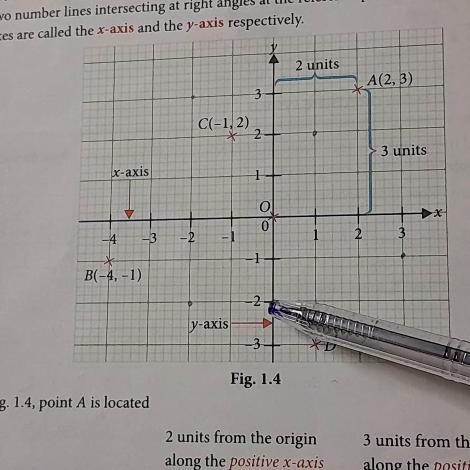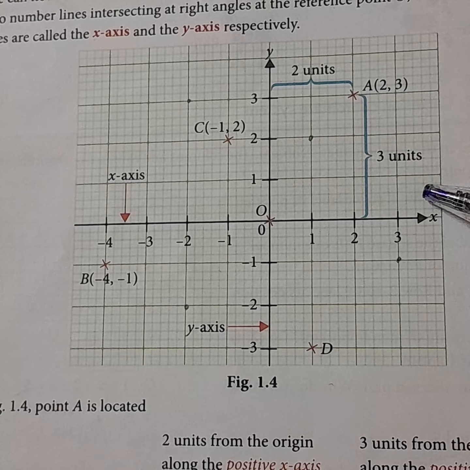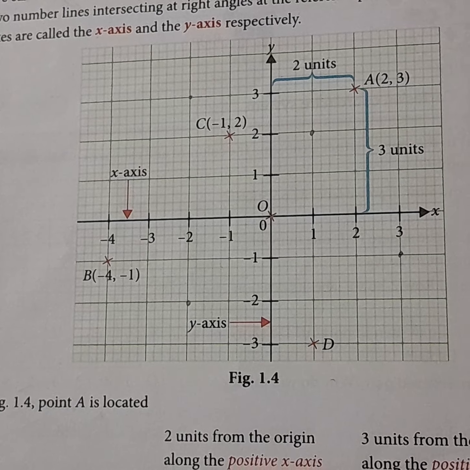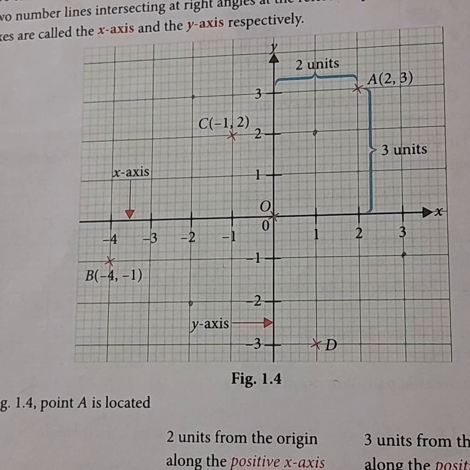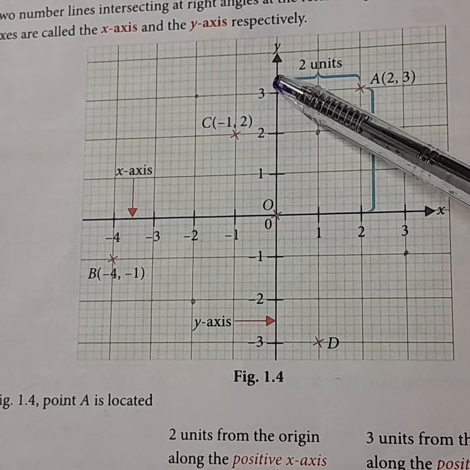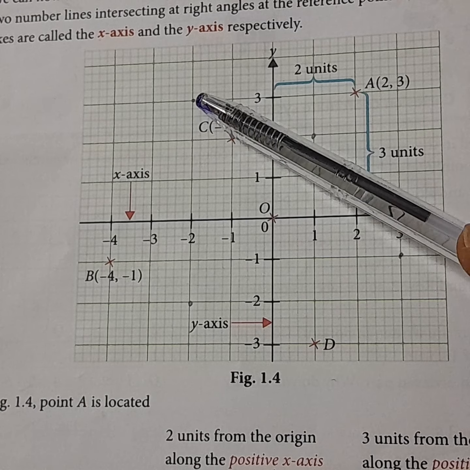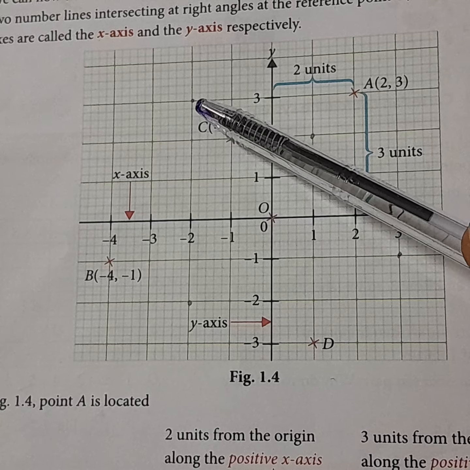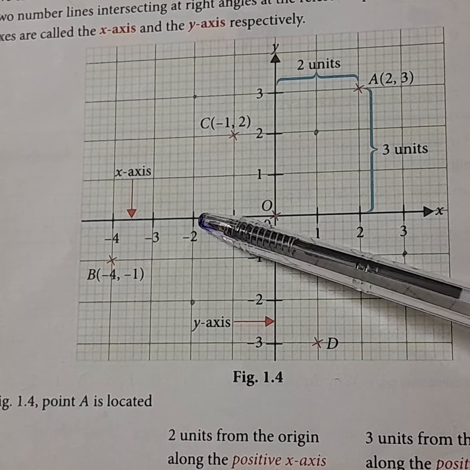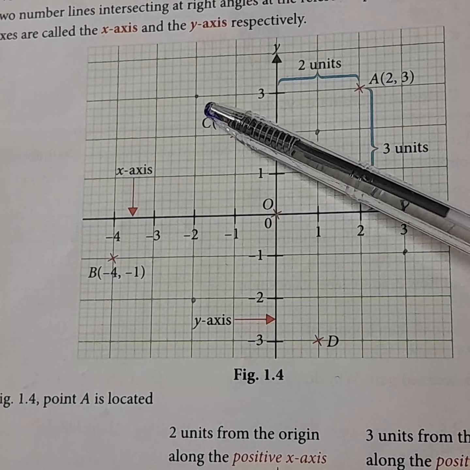Let's take another point, for example positive 3 for y and negative 2 for x. Negative 2 for x is here and positive 3 for y is here. So the point of intersection is here. You can also denote this point with some random symbol or alphabet, for example point F within the bracket (-2, 3), minus 2 for the x-axis and 3 for the y plane.